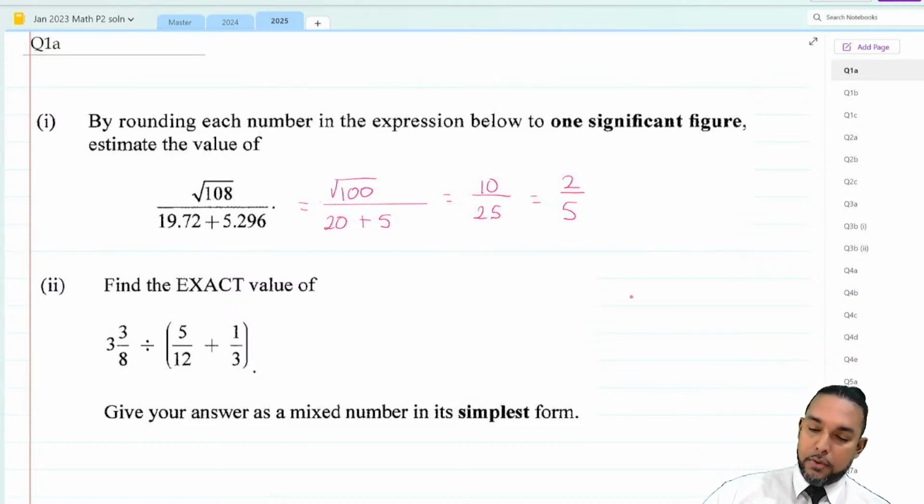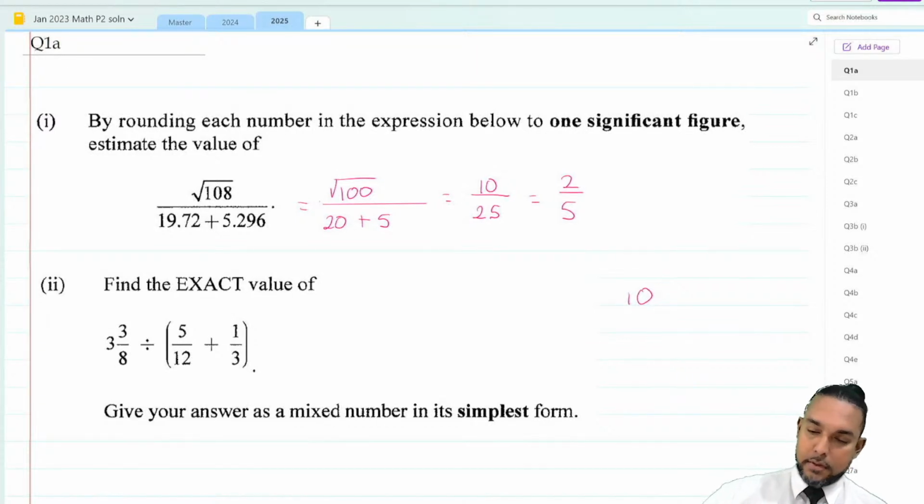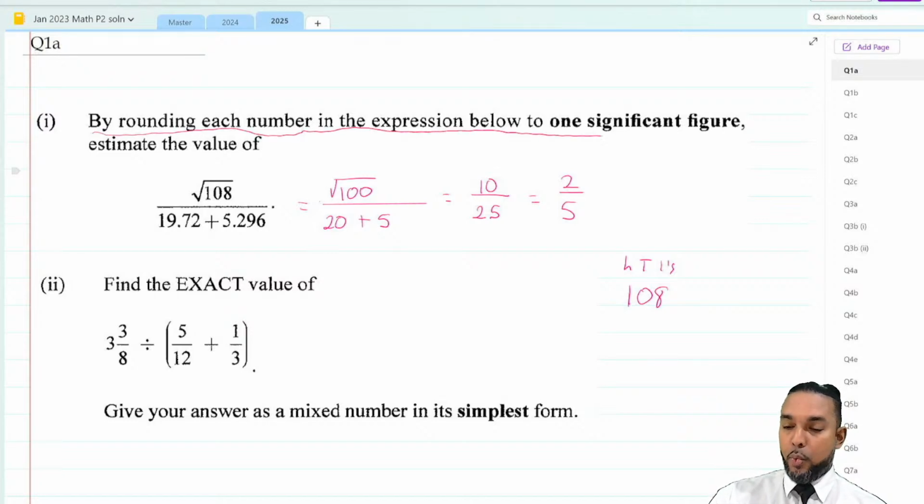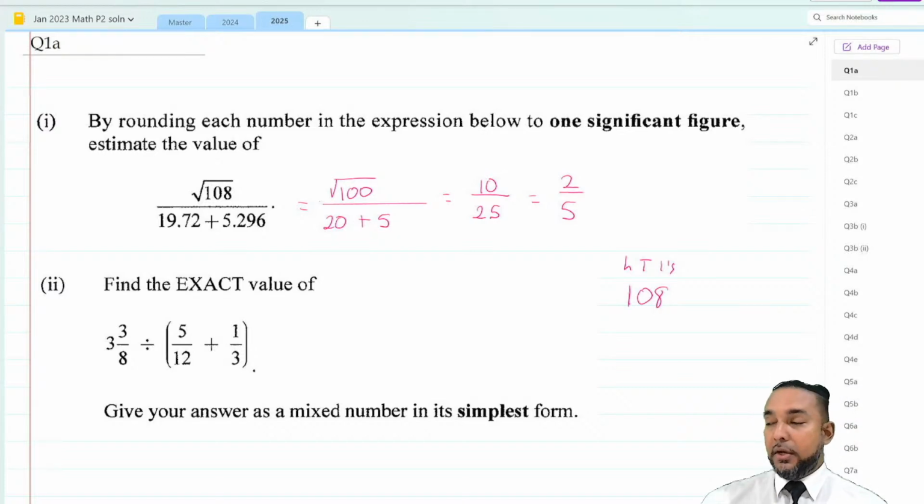Right. So 108 is 108, and you have 3 digits. You have the hundreds, the tens, and then the ones, right? Now, they said by rounding each number in the expression below to one significant figure. So 108 rounded to one significant figure. A significant figure you could consider a non-zero digit, a digit that, if you were to change it, would change the entire value of the number. Now, when they say one significant figure, they want the first and only the first digit to be non-zero.